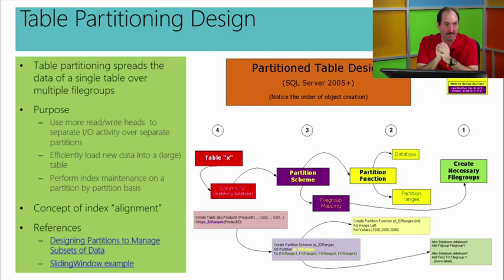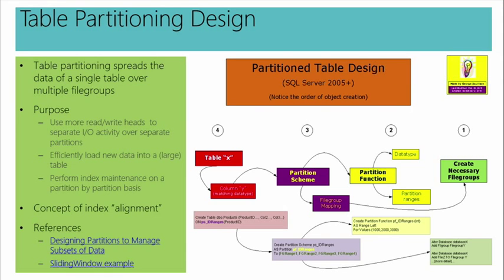So again, the purpose is to spread, maybe I have one partition with many gigs of archive data. I'm not going to load data into that partition. I'm not going to change the data in that partition. So I can have that on. Maybe I don't even back that up quite as regularly. And then I have another partition. Maybe that's where I load my regular data into. Awesome. I can also have index maintenance performed on a partition by partition basis.